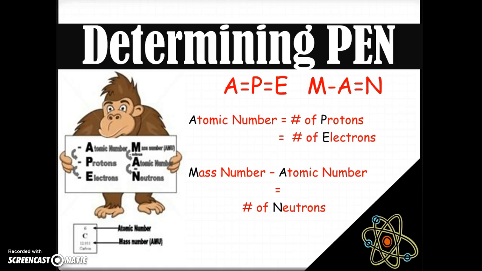You remember the lesson before this one, you were introduced to the acronym APE-MAN. Remember, the APE stands for atomic number equals the number of protons equals the number of electrons. MAN stands for the mass number minus the atomic number equals the number of neutrons. This is how you would determine the number of subatomic particles in an atom.